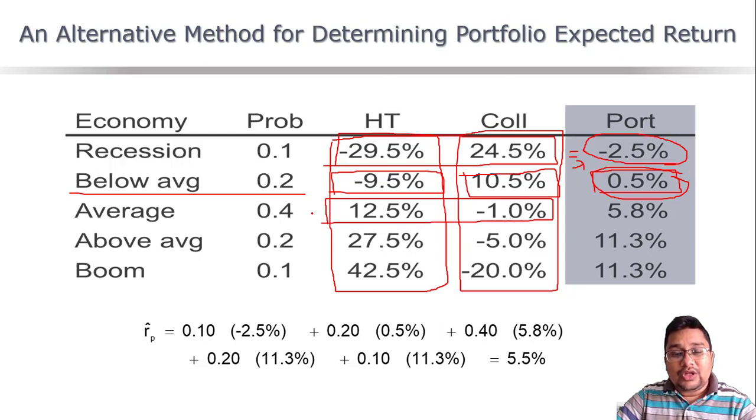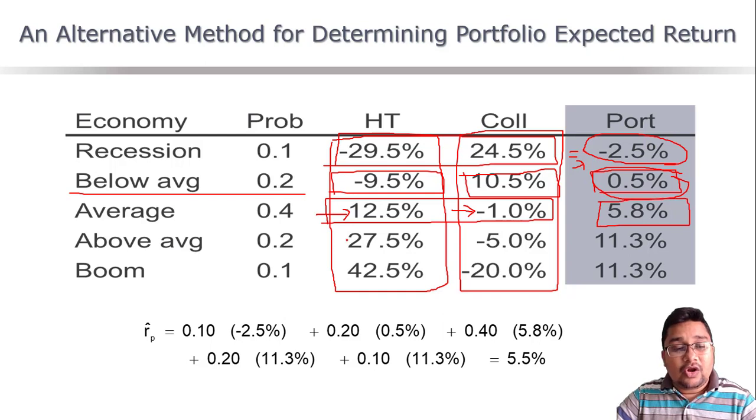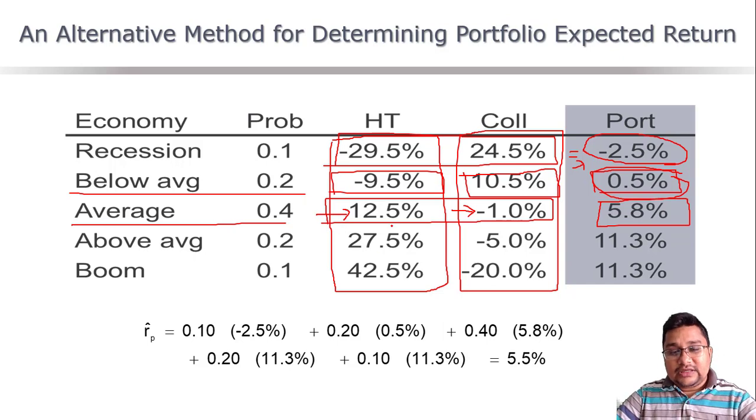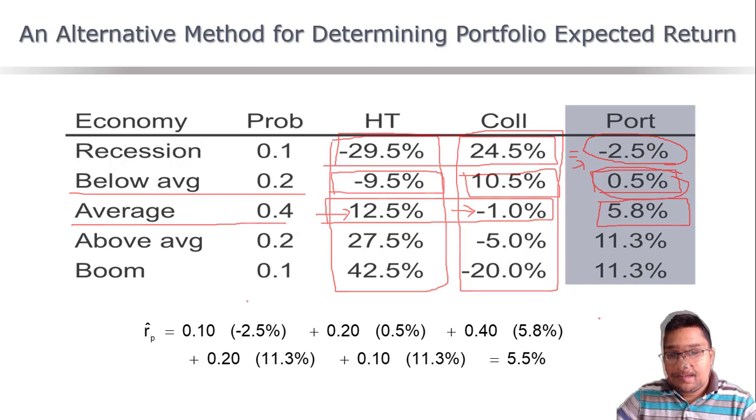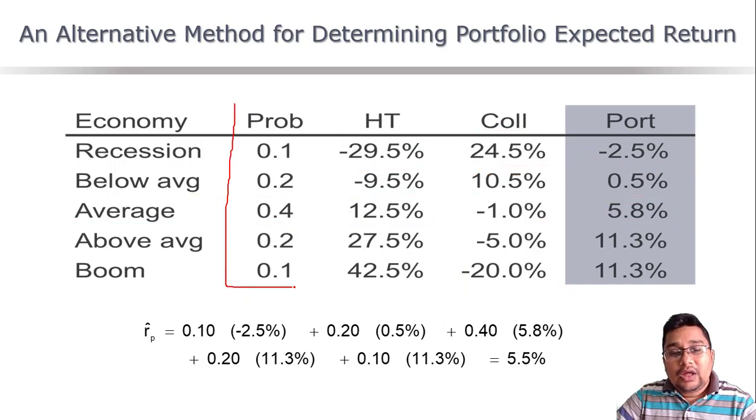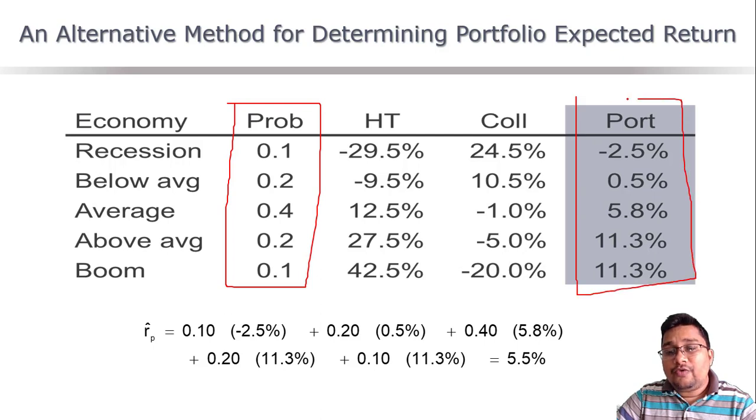Because we know that we have invested 50% in one and 50% in two, 50% times 12.5% plus 50% times minus 1%, we will get 5.8% if the economy continues its average state. So we do this calculation for 5 states here, and we get the probability distribution of the portfolio returns. Now what have we got? We have got the probability distribution of the returns of the whole portfolio.